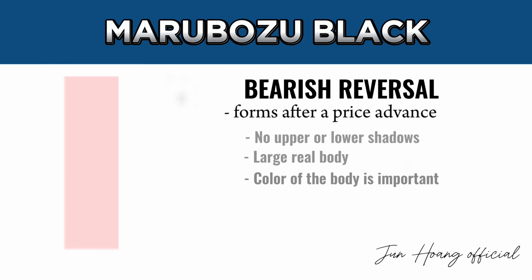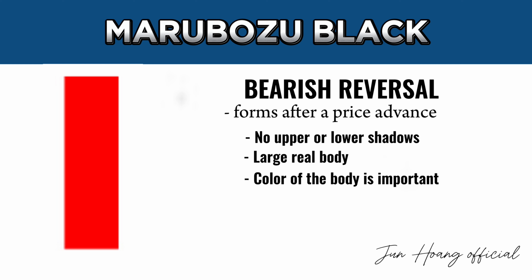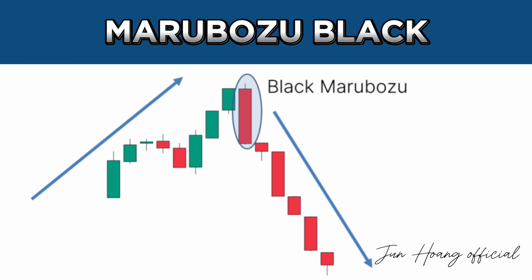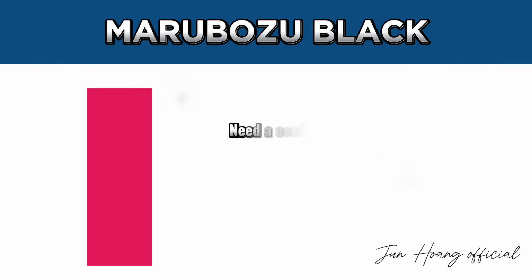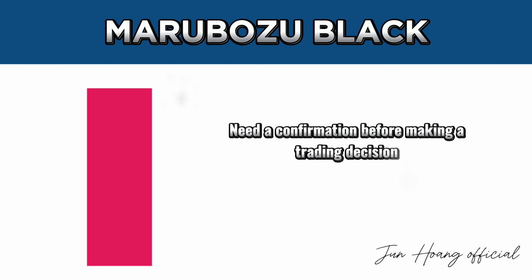Traders often interpret the appearance of a Marubozu black candlestick as a signal of continued bearish momentum, potentially signaling the continuation of a downward trend or the start of a new one. However, as with any candlestick pattern, it's essential to consider other factors and confirmatory signals before making trading decisions.